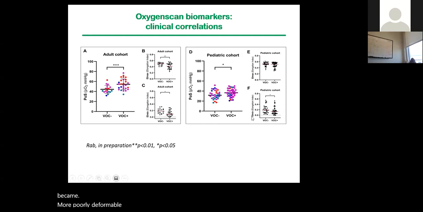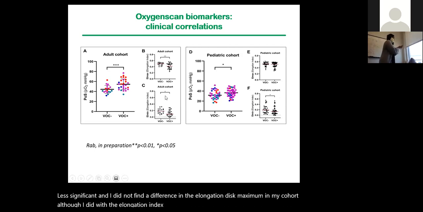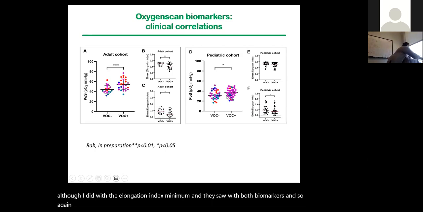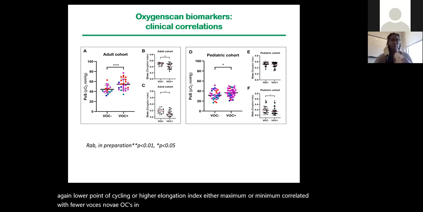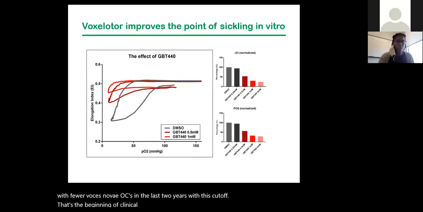The data for the elongation index minimum and maximum was less significant, and I did not find a difference in the elongation index maximum in my cohort, although I did with the elongation index minimum, and they saw it with both biomarkers. And so again, lower point of sickling or higher elongation index, either maximum or minimum, correlated with fewer VOCs, no VOCs in the last 2 years with this cutoff. So that's the beginning of clinical validation. It'll be important to look at other clinical complications and also to look at the data prospectively, longitudinally with the same subjects.